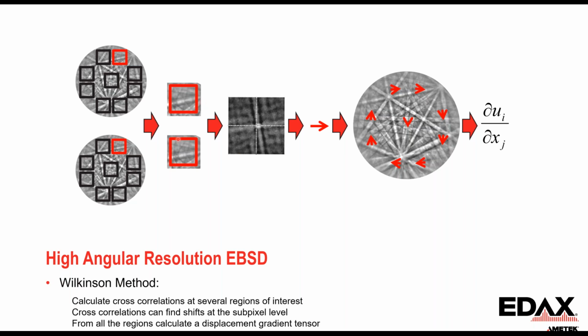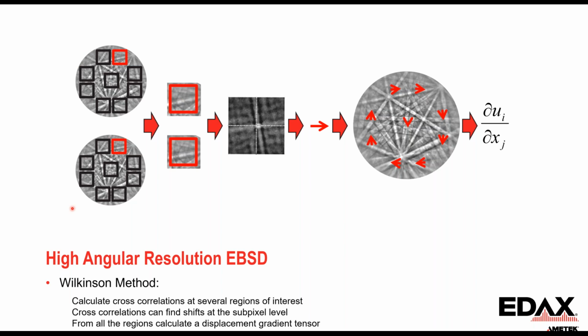The idea is we take two EBSD patterns, one which we'll define as a reference pattern, another that's our experimental pattern, and within these we define a number of regions of interest. This is just a schematic showing a few regions, but within each region of interest we compare the two in essentially Fourier space. We're looking for this cross-correlation peak and see how it moves in this region of interest.